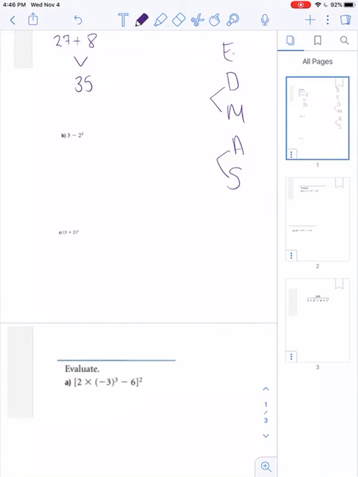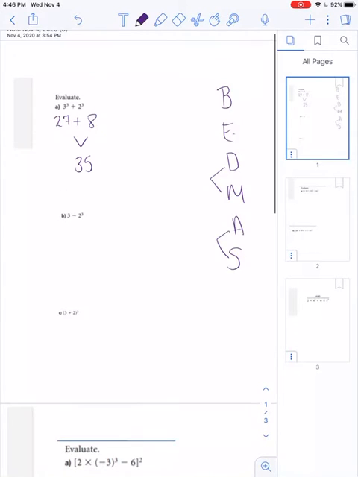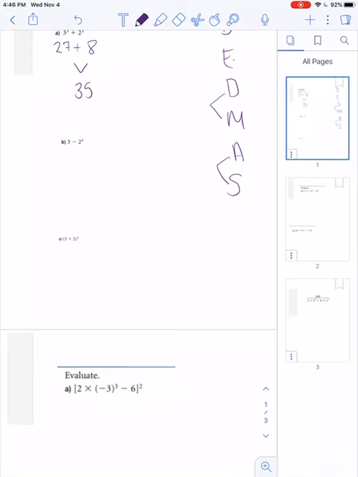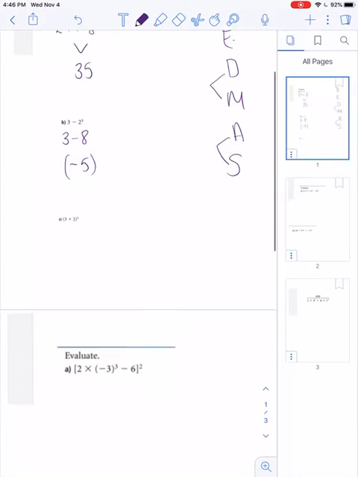Example B, we have 3 minus 2 to the power of 3. Once again, there's no bracket, but we do have exponents, so we have to do exponents first. 2 to the power of 3 is 8. And we're going to write the rest of our equation, so as not to make a mistake. And then we have subtraction to do. So 3 minus 8 would give us negative 5.